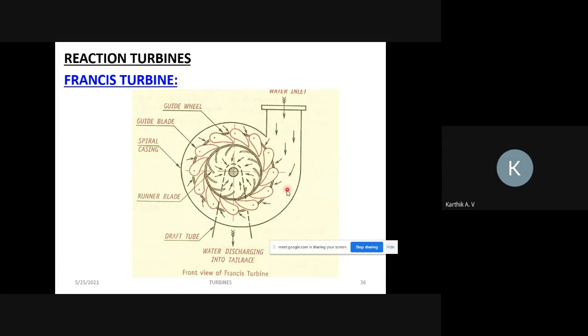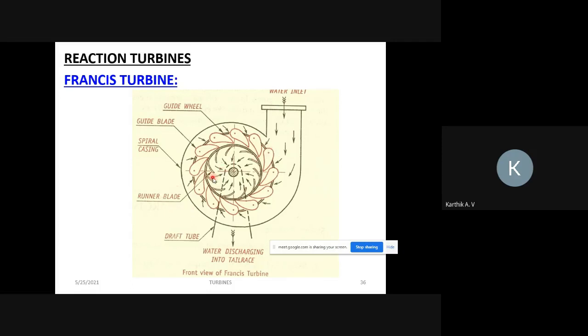You just observe here that the casing size is larger at the start and goes on decreasing. Decreasing means the area decreases and the pressure increases. So the casing structure is used to increase the pressure. Here the area is more, and from here onwards the area is less. Why? Because it helps to increase the pressure.